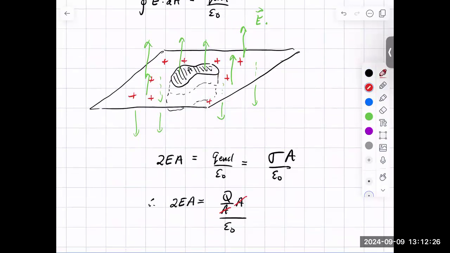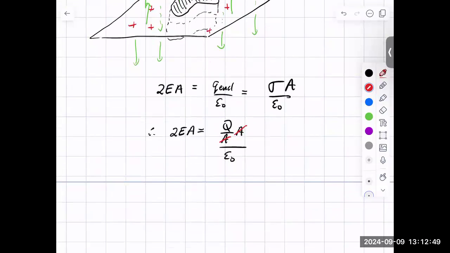Why is there a factor of 2 here? Does anyone know? Who remembers? Yeah, that's right. So we have the electric field penetrating through this top surface of our Gaussian surface. And then also there's the bottom surface where we have an equal amount of electric field crossing that surface. Exactly. So then what we end up with is E is equal to sigma over 2 epsilon naught. So that's the electric field.